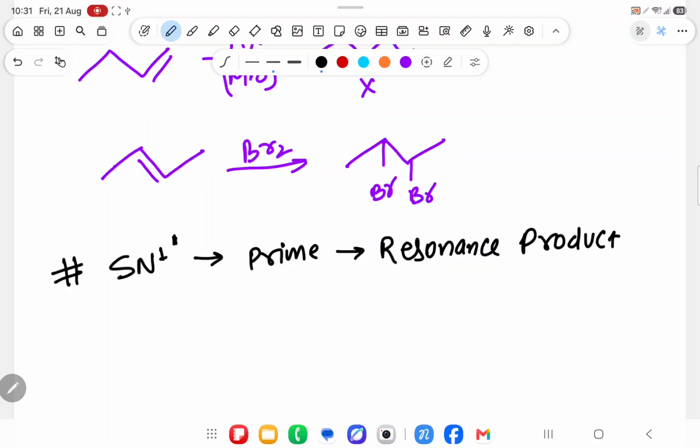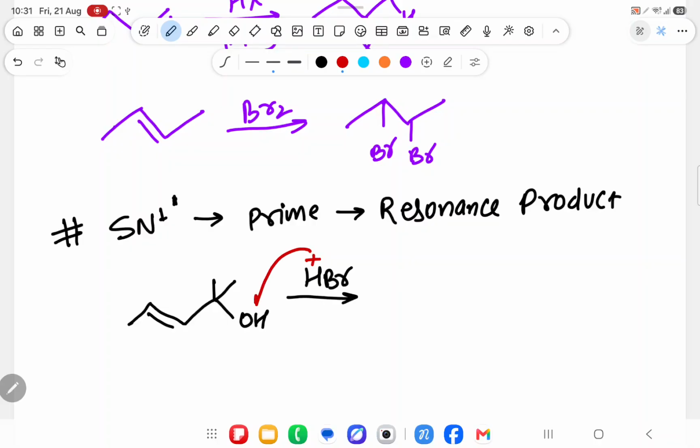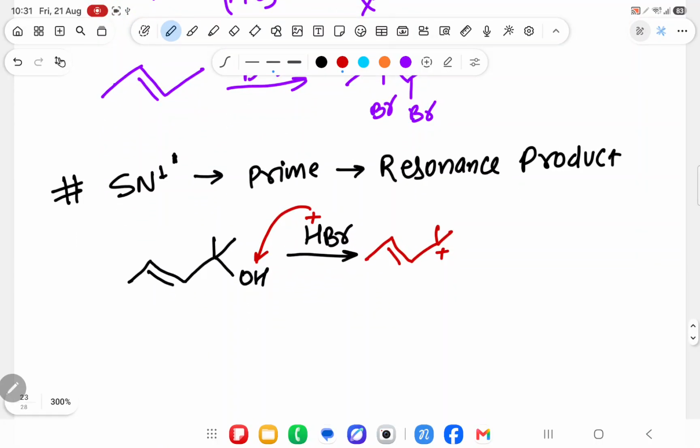What do you mean by that? Just wait and see. Over here, suppose I have given this allylic alcohol with OH, and you react it with HBr. What will happen? How many products will we get? See it over here. First, H plus will attack. After attacking, you will get a plus here and a double bond here. After that, you have the possibility that on this plus only, Br will attack.